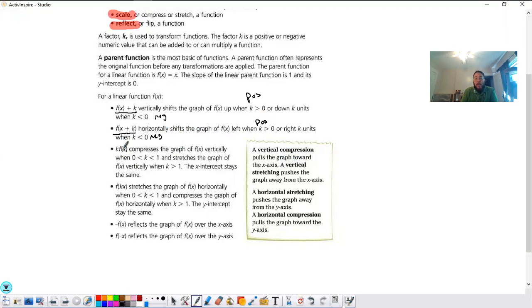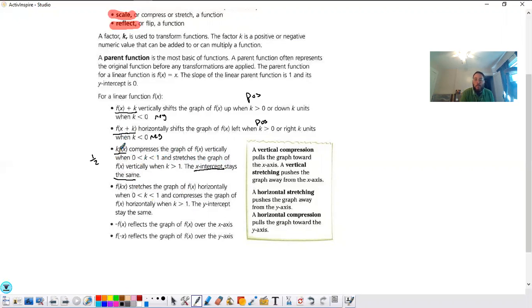Another thing we can do is multiply the whole function by k, so k times f of x, and that compresses the graph vertically when k is between 0 and 1, right? So that means k is like 1/2 or any sort of decimal or fraction between 0 and 1. And then it stretches the graph vertically when k is greater than 1. So if k is a positive number greater than 1, it stretches it. The key here is that the x-intercept stays the same. So when we're doing a compression or stretching, the x-intercept stays the same when we're multiplying the whole function by k.